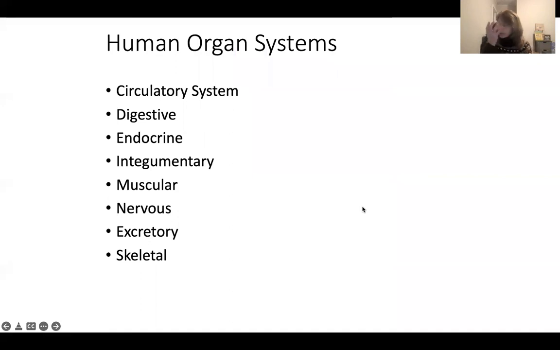The systems we're going to take a look at in this module are circulatory, digestive, endocrine, integumentary, muscular, nervous, excretory, and skeletal.